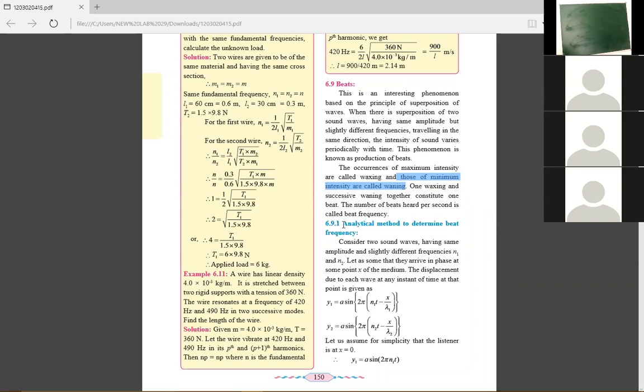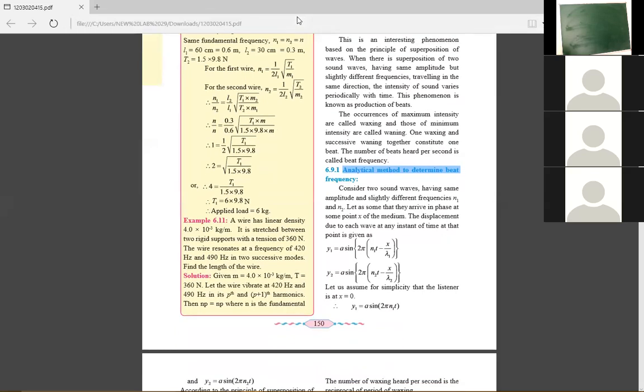Now I will use the board to write this one, that is an analytical method to determine beat frequency. We are going to use some mathematical expressions to define beats. Let me start sharing that. Just wait.